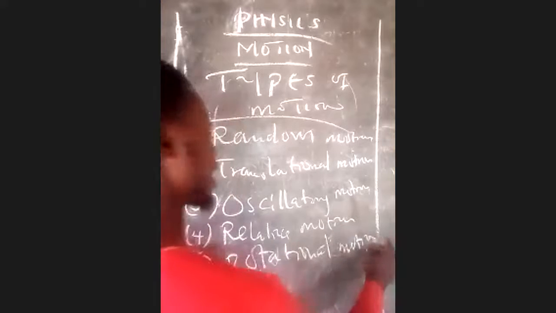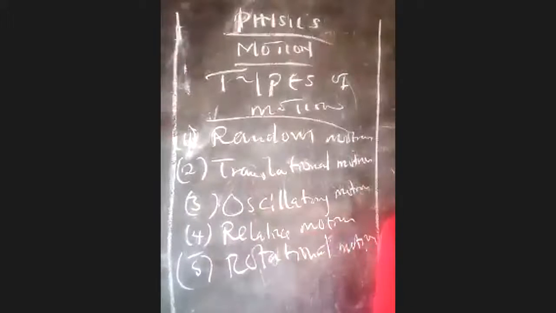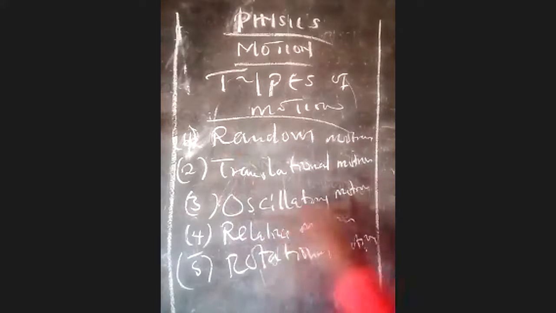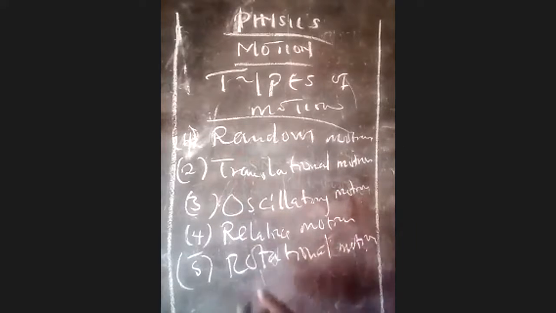Here are the 5 types of motion that we will be looking into. Let's take them one after the other. We have random motion, translational motion, oscillatory motion, relative motion, and rotational motion. Those are the 5 types of motion that we'll be discussing here.